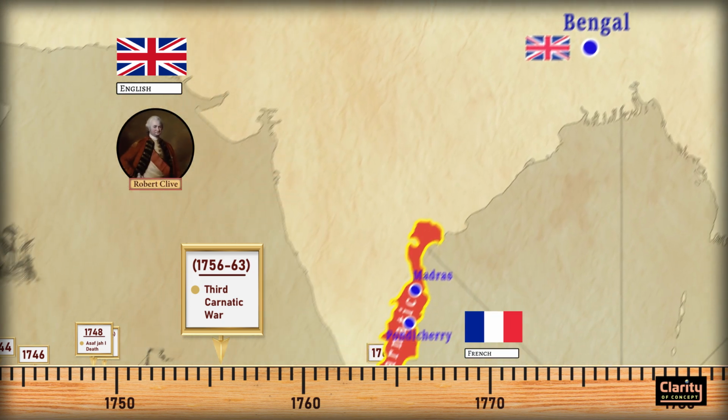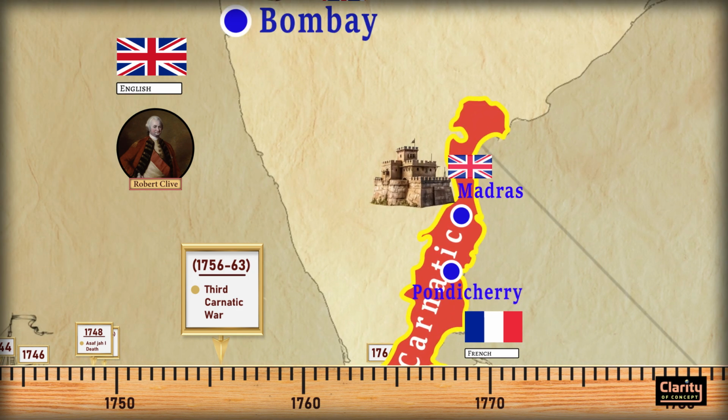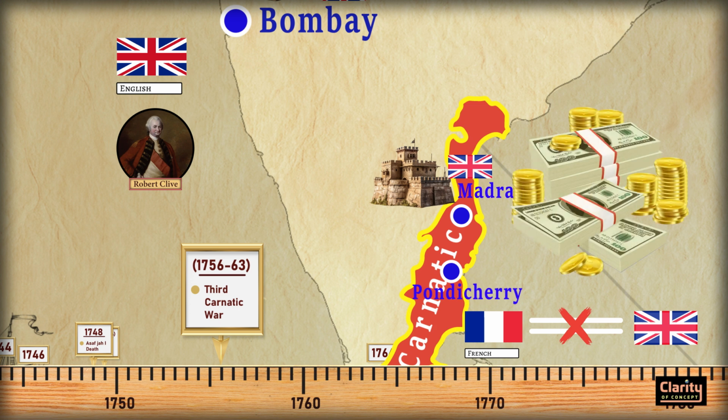The British, with strongholds like Bombay, Calcutta, and Madras, had access to greater resources, enabling them to maintain well funded forces. The French, with only Pondicherry as their primary base, could not match the British in resources. French resources were stretched thin and their morale was low.